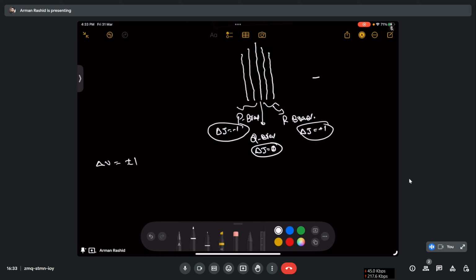The selection rule is a set of rules that tell us which of the transitions are allowed and which are forbidden transitions. Allowed transitions are those whose intensity is very strong, and for forbidden transitions the intensity is very weak. For the selection rules, delta v should be plus or minus 1, and delta J equal to 0. For example, this Q branch that I have shown here is actually a forbidden transition.